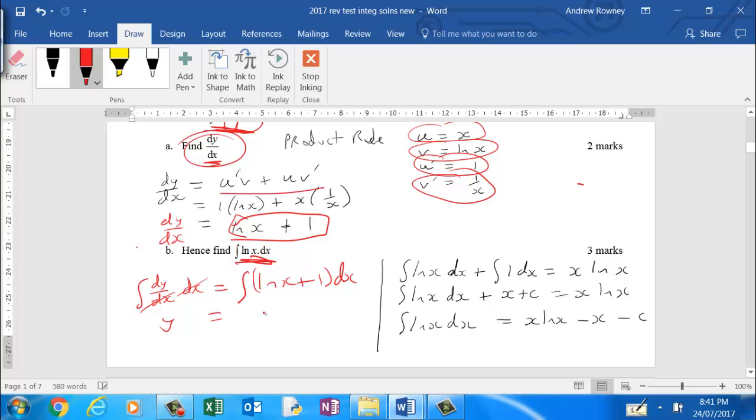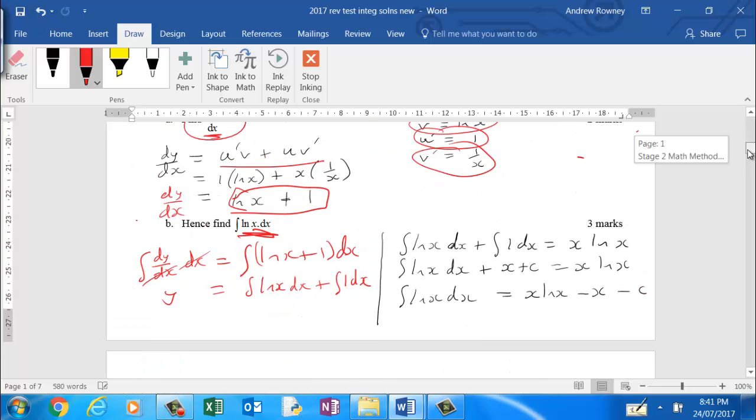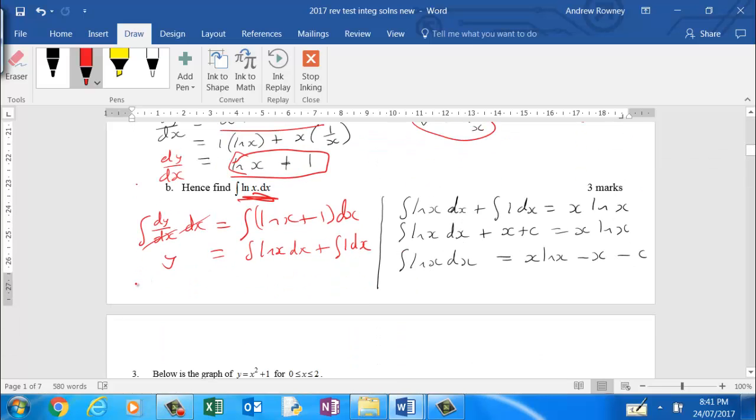And the integral of the right, we can actually separate that because it's separate terms there. That's the integral of ln x plus the integral of 1. And now y, we already know y because y is given to us up the top in the question here. It's x ln x. So we're going to put x ln x for y. So x ln x now equals the integral of all of this.